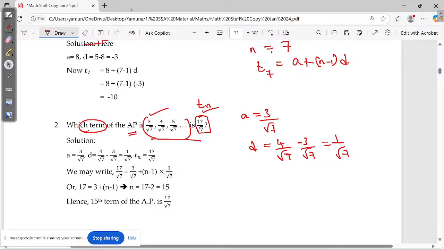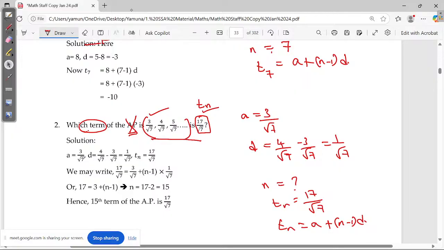Do you know the n value? No, you have to find the n value. And what is Tn? 17 by root 7. Just substitute in the formula: Tn is equal to A plus n minus 1 into D, and get the value. It's quite easy. In case this AP is not given, what do you do?